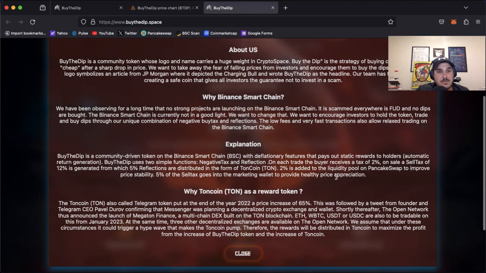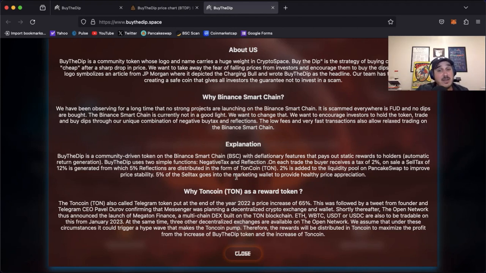Explanation. Buy the Dip is a community-driven token on BSC with deflationary features that pays out static rewards to holders. Buy the Dip uses two simple functions, negative tax and reflections. On each trade, the buyer receives a tax of 2%. On sale, a sell tax of 12% is generated, from which 5% are reflections, so 5% of that is going back to the holders in the form of TON. And then 2% is added to the liquidity pool. So that's really good.